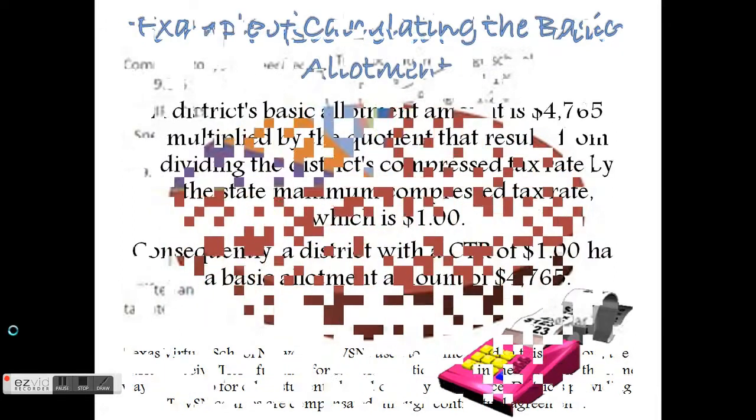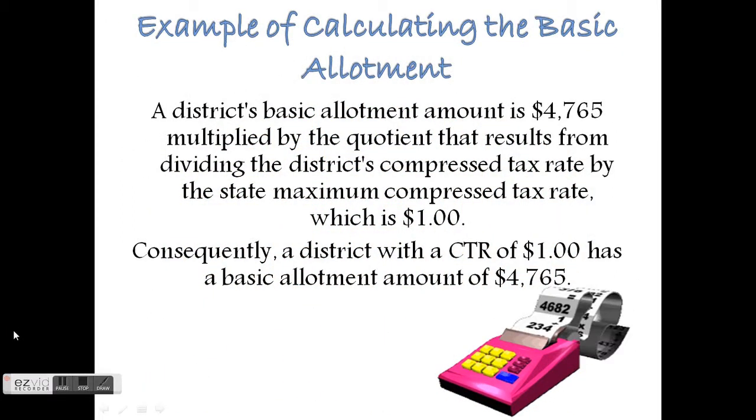Next, we're going to look at an example of how to calculate the basic allotment. The basic allotment for a district's amount is $4,765 multiplied by the quotient that results from dividing the district's compressed tax rate by the state minimum compressed tax rate, which is $1. So, if a district has a compressed tax rate of $1, it has a basic allotment amount of $4,765.